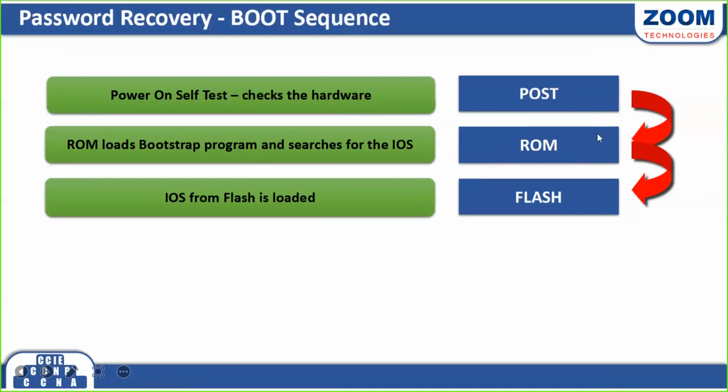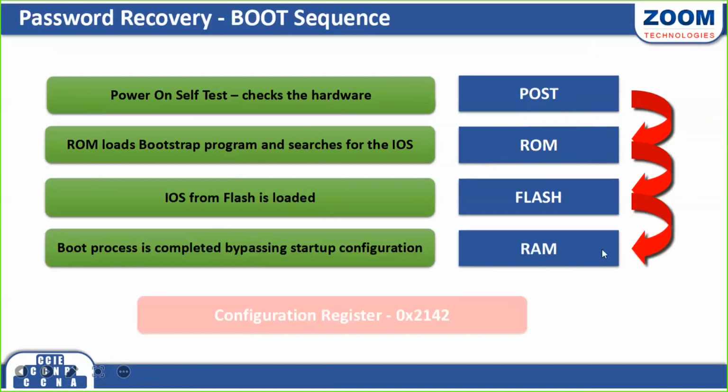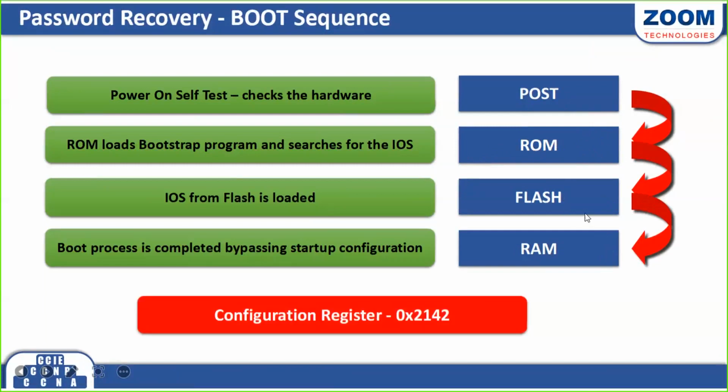Port to ROM, ROM to flash, flash to NVRAM. The router will not be in the NVRAM, because we have to stop this boot sequence. So it will be in the RAM, then we have to save this new password. We set the new password, then it will be in the NVRAM by giving the command copy running-config startup-config, where we have to set the configuration register value 0x2142. By default, it is 0x2102 in this ROM monitor mode.